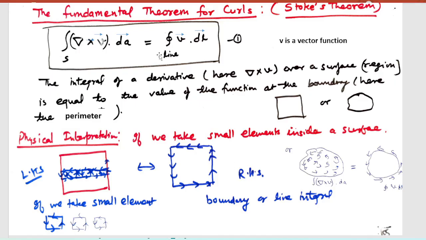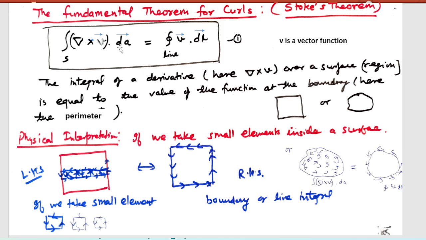Now the last theorem is the fundamental theorem on curls, or it is also known as the Stokes theorem, and it relates the surface integral to the line integral. So for a vector function, the integral of the derivative, so integral of derivative means here it is del cross V, the curl of V over a surface dot dA, equal to the value of the function at the boundaries, and boundary means here it is the perimeter, the outer boundary of that surface is perimeter.